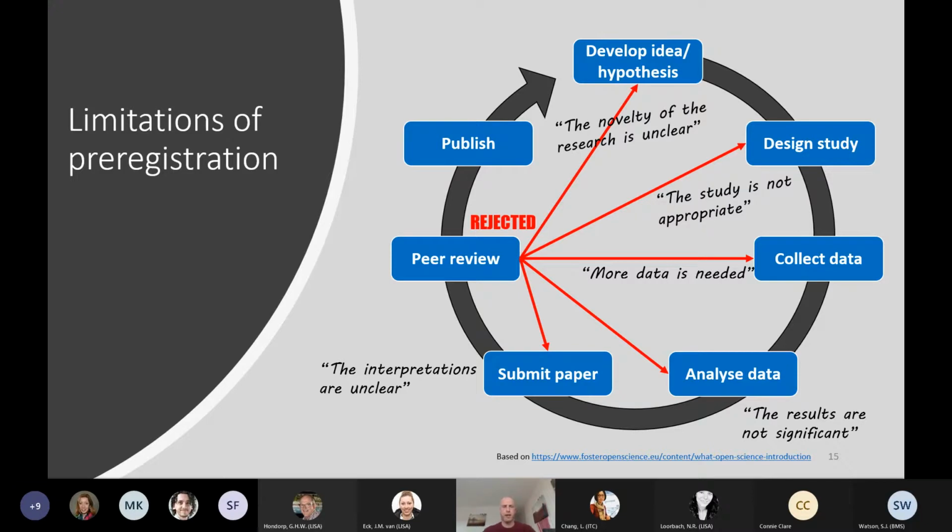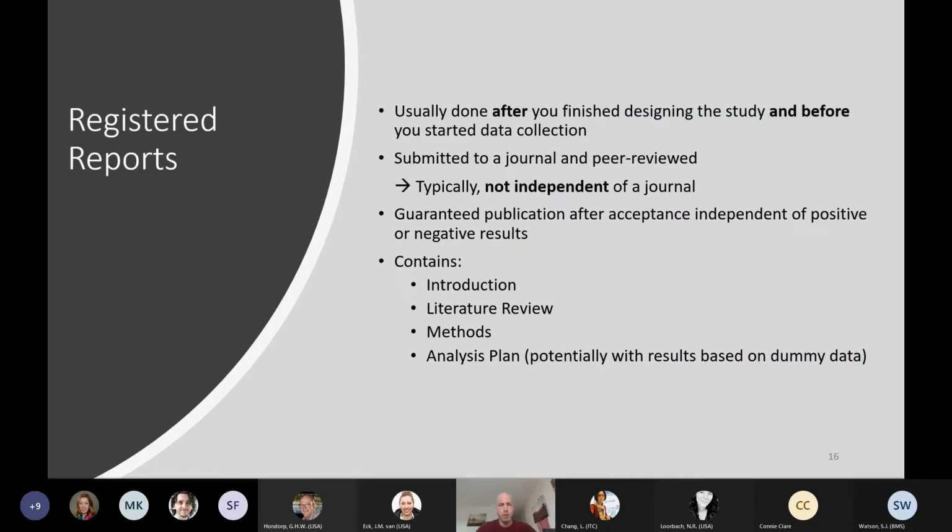But this is where registered reports can help. What are registered reports? Registered reports are also usually done after you finish designing the study and before you start data collection.